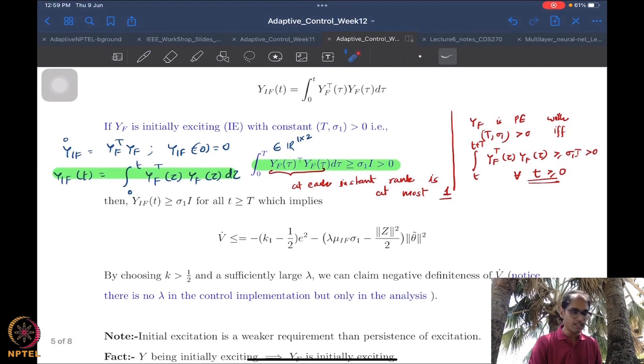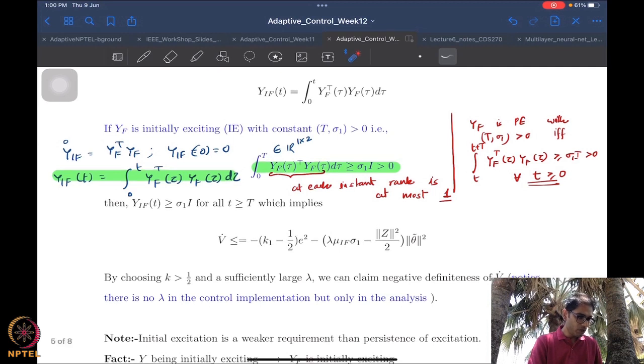So what does it mean? It means that if I have initial excitation on YF, then if small t is greater than or equal to capital T, YIF has to be greater than or equal to sigma 1 identity, just by comparing these two. If small t becomes larger than capital T, then YIF for that value of t has to be greater than or equal to sigma 1, because this integrand is always non-negative, always makes a non-negative contribution, and cannot reduce. If you have the value of YIF at capital T being at least sigma 1 I, which is what you have from here, then the value of YIF beyond capital T will also have to be greater than or equal to sigma 1 I, just by virtue of how this evolves.